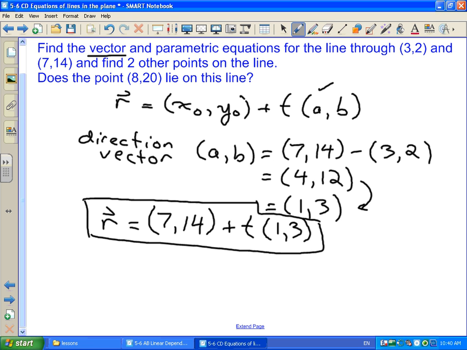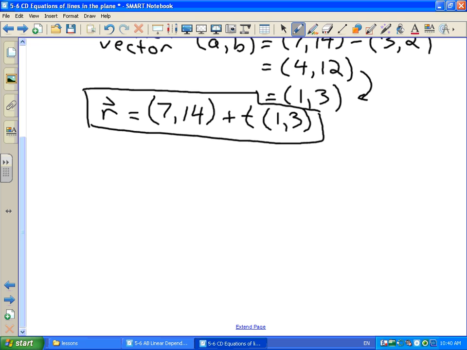Okay. Now, find two other points that are on this line. How do we find two other points that are on this line? Well, this is easier to do once we have the parametric equation. So how can we take this and turn it into a parametric equation? Well, we just have to separate out our x and our y. So what are our x components going to be here, or the x portion of this vector equation?